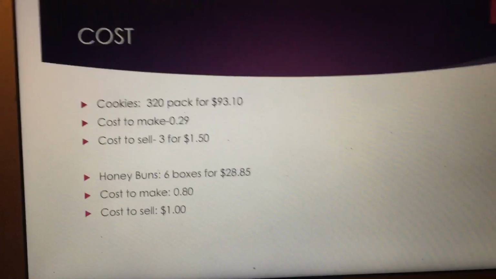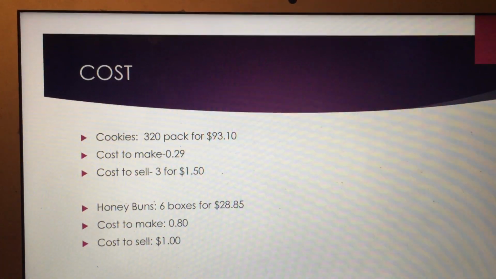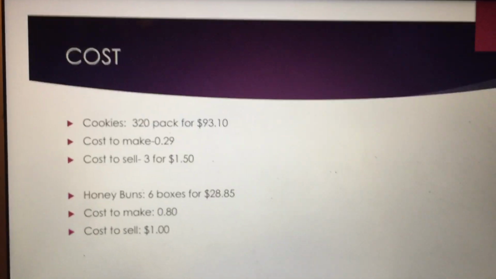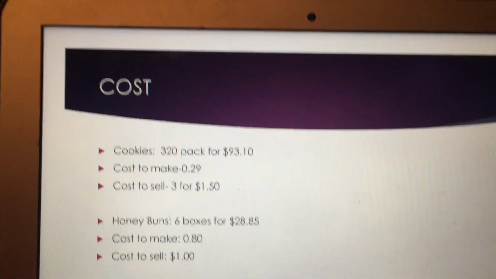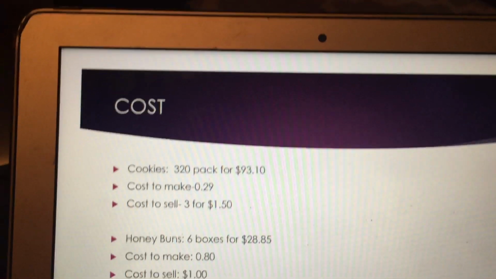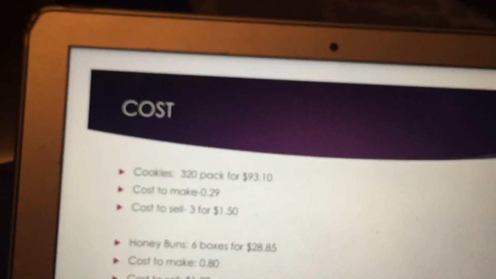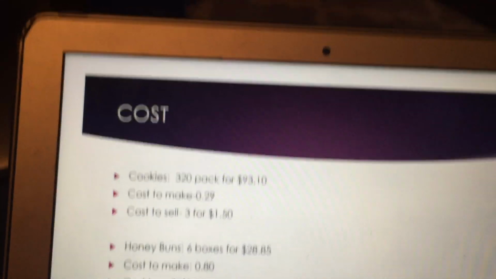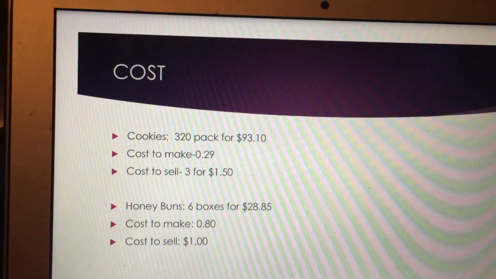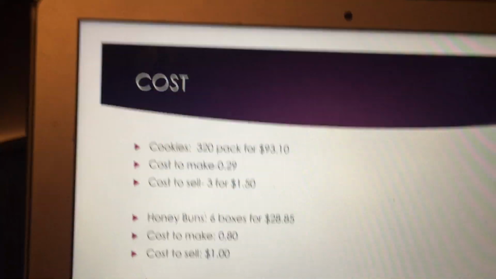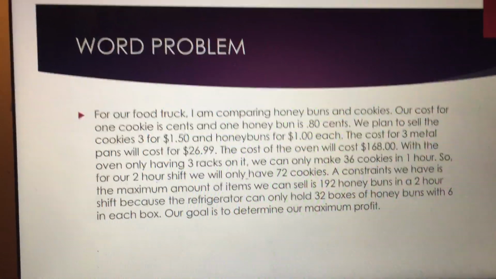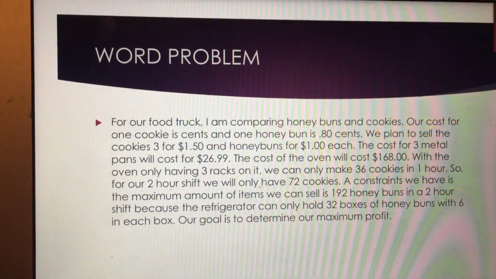So I created a scenario where I was going to compare honey buns and cookies, and I found that my cost for honey buns was 80 cents and my cookies are 29 cents. I plan on selling the honey buns for $1 and the cookies for $4.50. With the oven only having 3 racks on it, it can only make 36 cookies in 1 hour. So for our 2-hour shift, we will only have 72 cookies to sell.